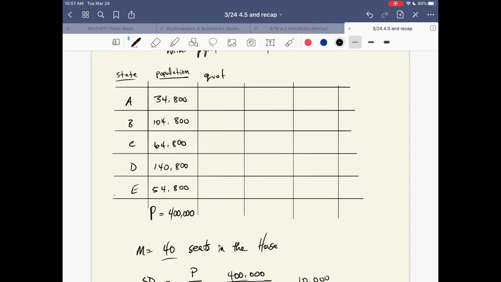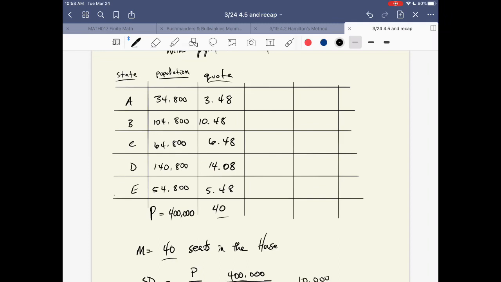So our quotas will be 3.48, 10.48, 6.48, 14.08, and 5.48. And this will all add up to 40, just like we expected. I'll let you check that if you want to.